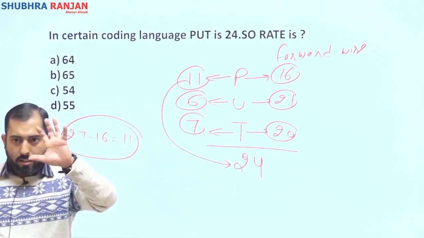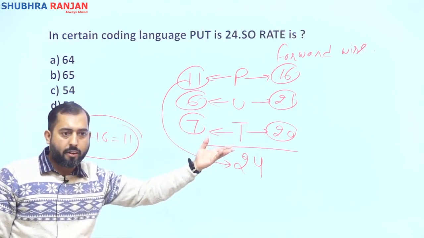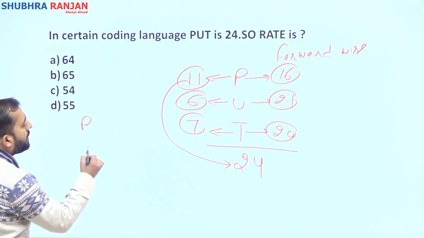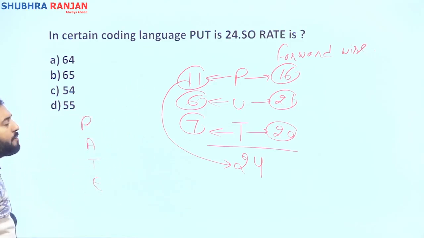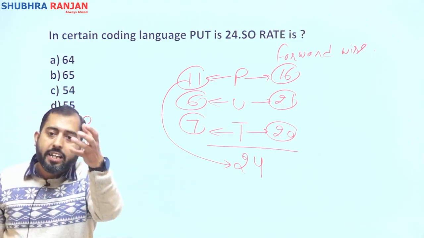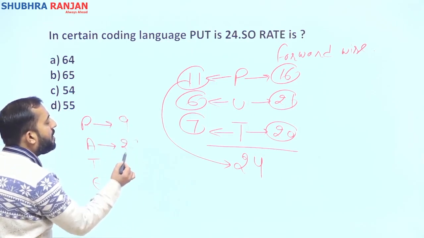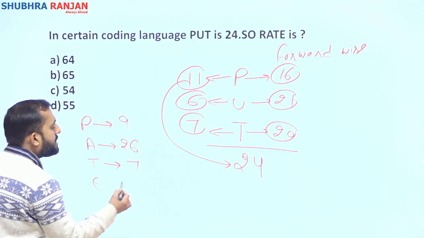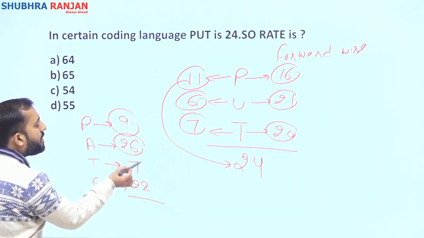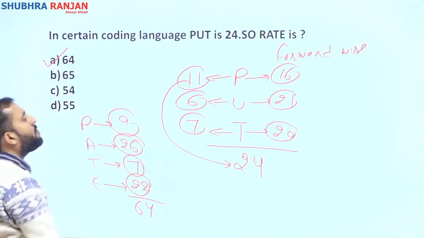Now this is, we are not sure about it, but somehow we are getting something. Now let's apply this to rate. Rate, R-A-T-E. Backward wise rate. Forward wise R is 18, backward wise R is 9, backward wise A is 26, backward wise T is 7 and E is 22. Add them. 9 plus 26 plus 7 plus 22, it is? Yes, 64 is present, so I can go with this answer.